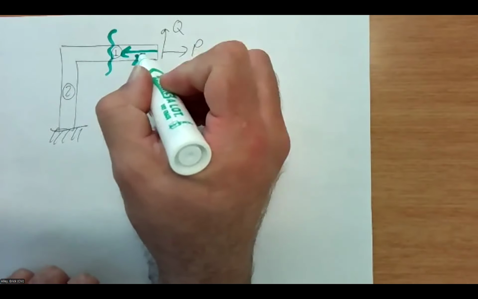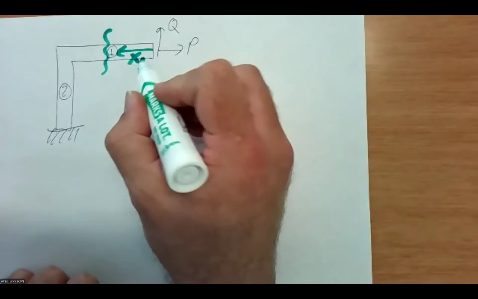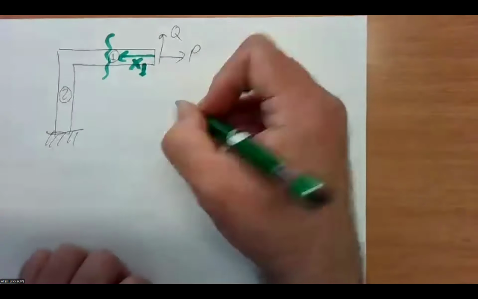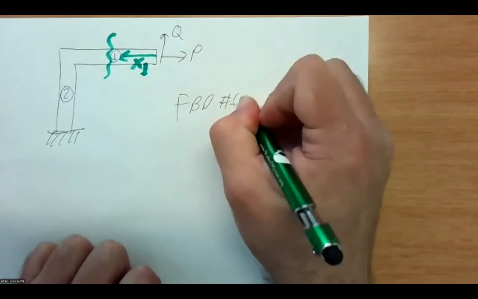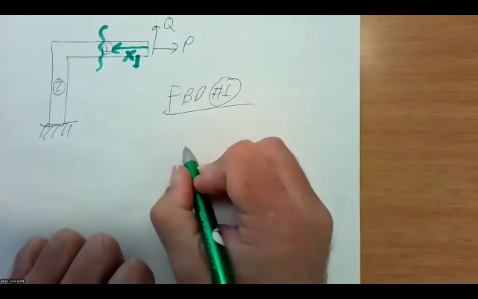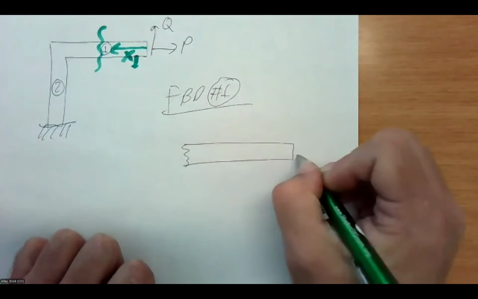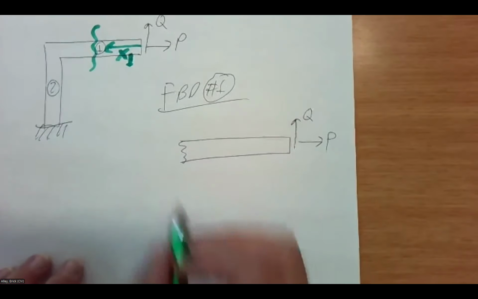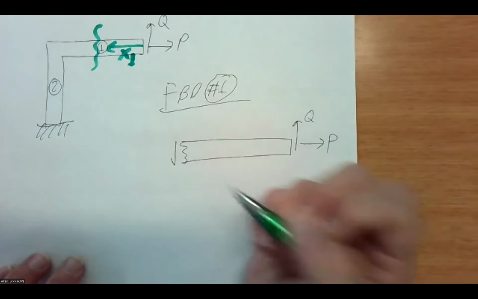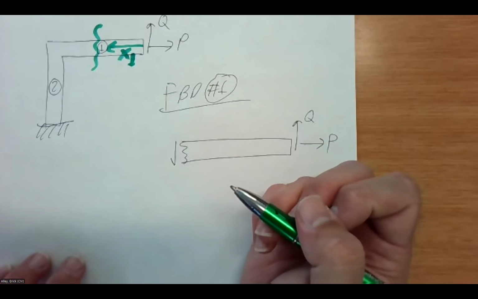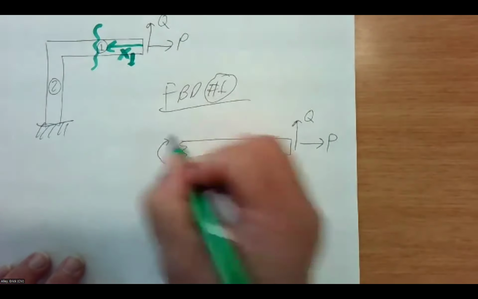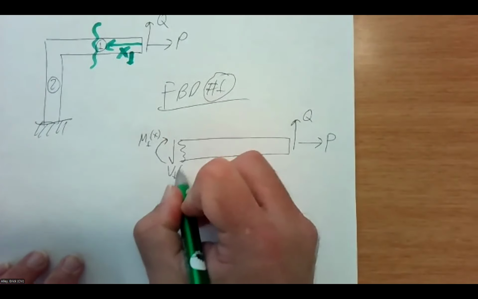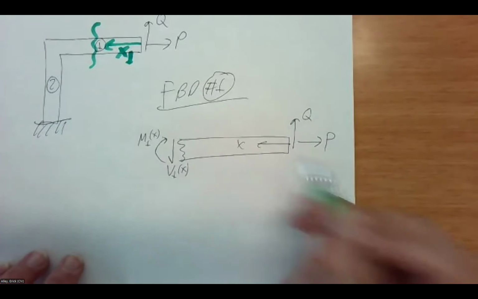So for number 1, I'll just put an X. You could even call it X sub 1, but we can move X around from member to member as is convenient. So let's do a free body diagram number 1. I'm right here. I've got Q going this way, I've got P going this way. Over here, I can put stuff however I'd like. Remember, I'm just going to throw them this way so they stay positive. I've got an M1 of X, I've got a V1 of X. Put X over here.